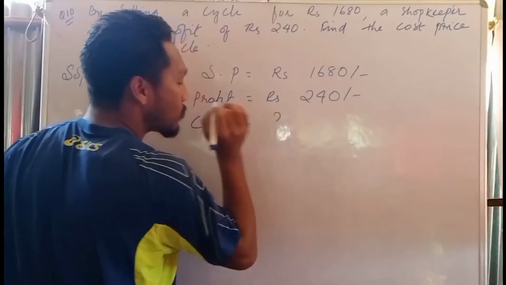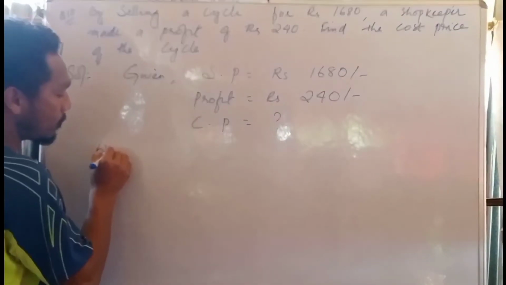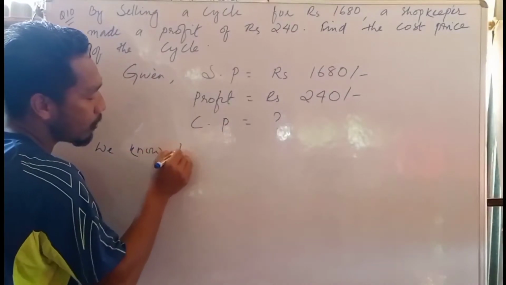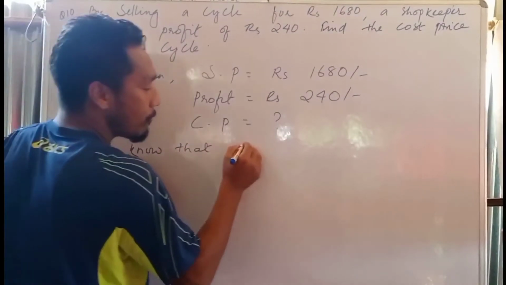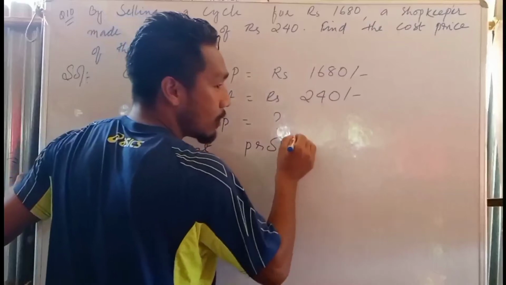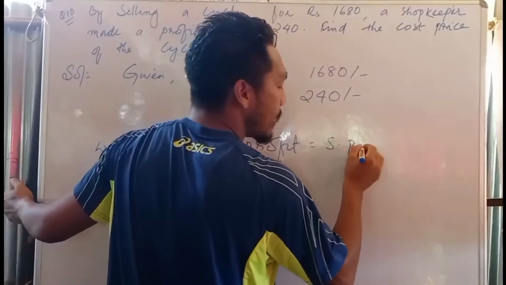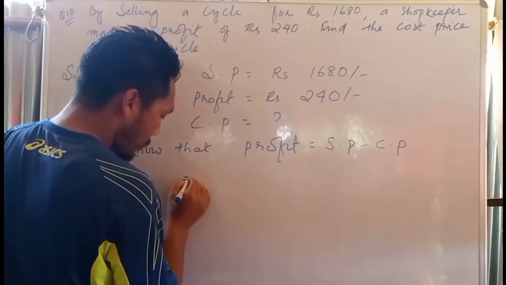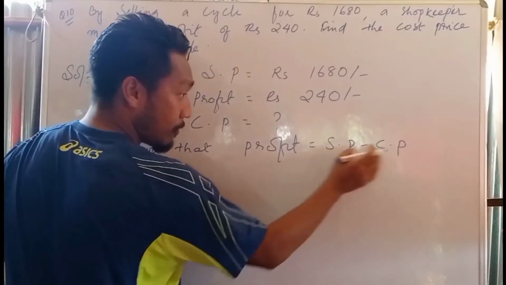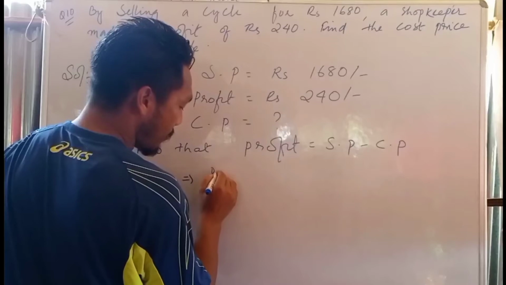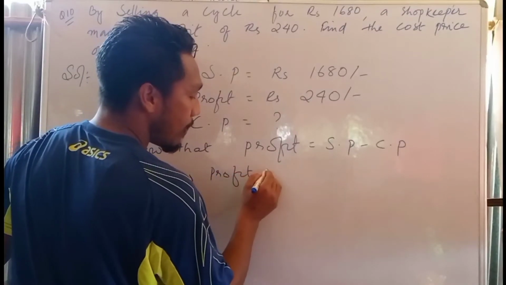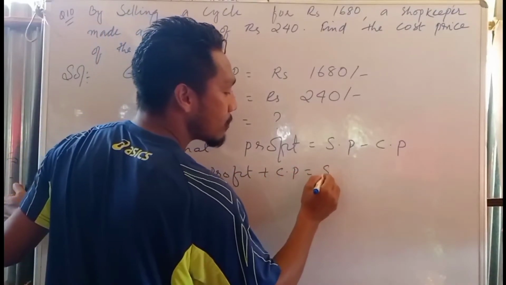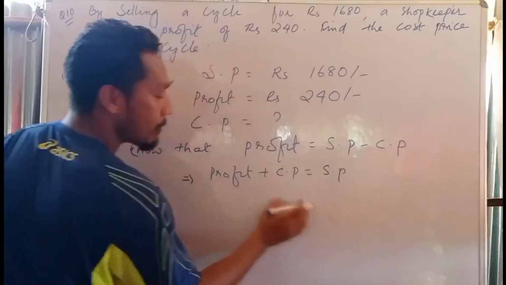CP is what we are asked to find. We know that profit is equal to SP minus CP. Yes or no? So if I move this CP to this side, profit plus CP is equal to SP. The minus, if I move this side, becomes plus.